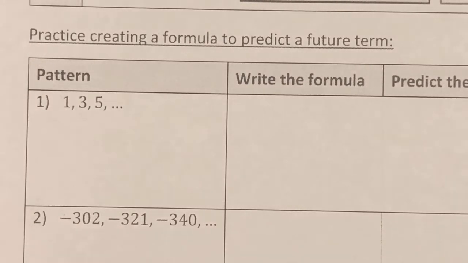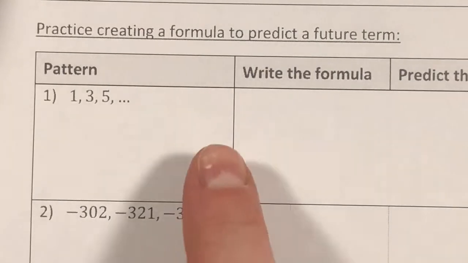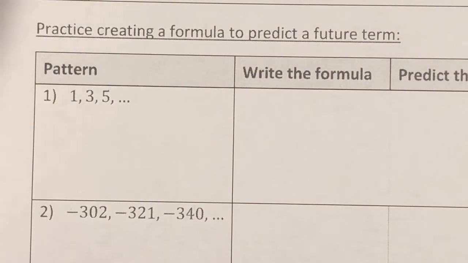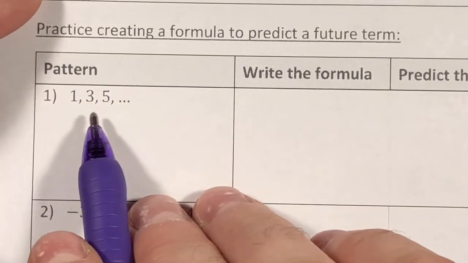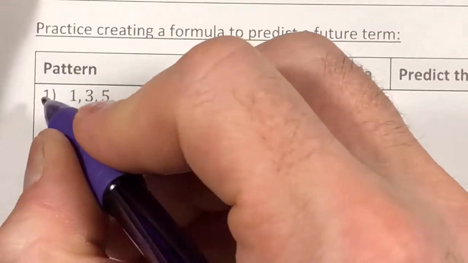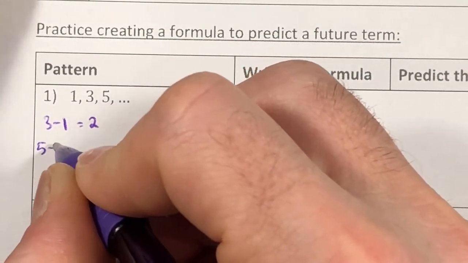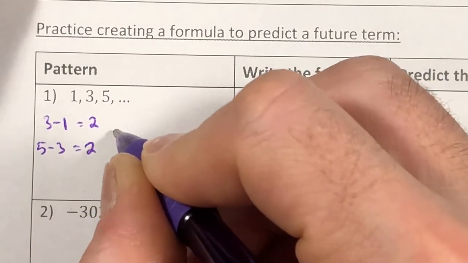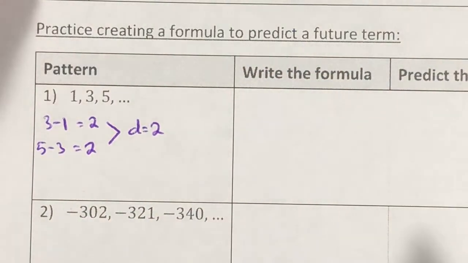So number 1, we've got a pattern 1, 3, 5. So we want to write a formula for this. Let's assume that we don't actually know what the difference is. So anytime we want to figure out what is being added, we just take any term and subtract the one before it. So I'll take 3 minus 1, 2. I'll take 5 minus 3, 2. So I know that the difference is equal to 2. Awesome.